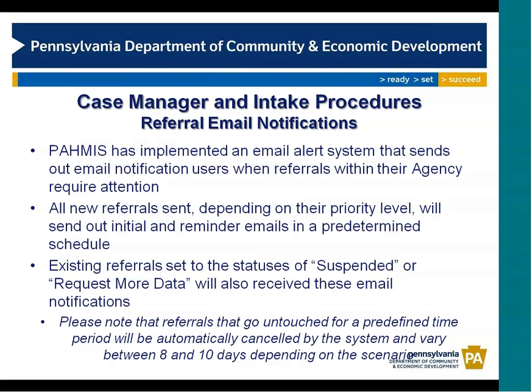the system will send out an initial email, and also reminder emails that might escalate to the agency manager, and the time frames and the lengths will depend on the priority. If it's a high priority, you'll get more emails in a quicker time. If it's low, you'll probably get them a little bit later. Same thing with suspended or request more data. Anytime those statuses are set, the system will send out an initial email, and until those referrals are dealt with, processed, the system will keep sending emails to remind you, saying, hey, you've got a referral out there that needs attention. However, if you accept it or reject it, the emails will stop because there's no need to send out reminders.